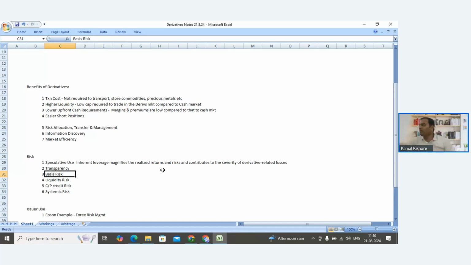Or insufficient hedge. You are supposed to receive, like how much Korean won that we saw in that example, 650 million. But you have not hedged 650 million, you have hedged only 500 million. Insufficient hedge. Basis risk.